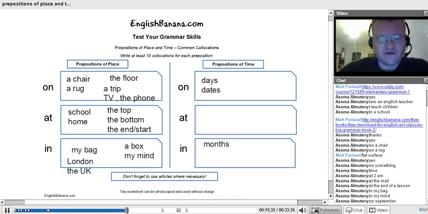Also for prepositions of time, on, we can say specific days such as on my birthday, on Christmas Day, on my wedding day. Specific days. Also specific periods. On Monday morning. Or if it's a regular time, a regular appointment, on Monday mornings. With S.